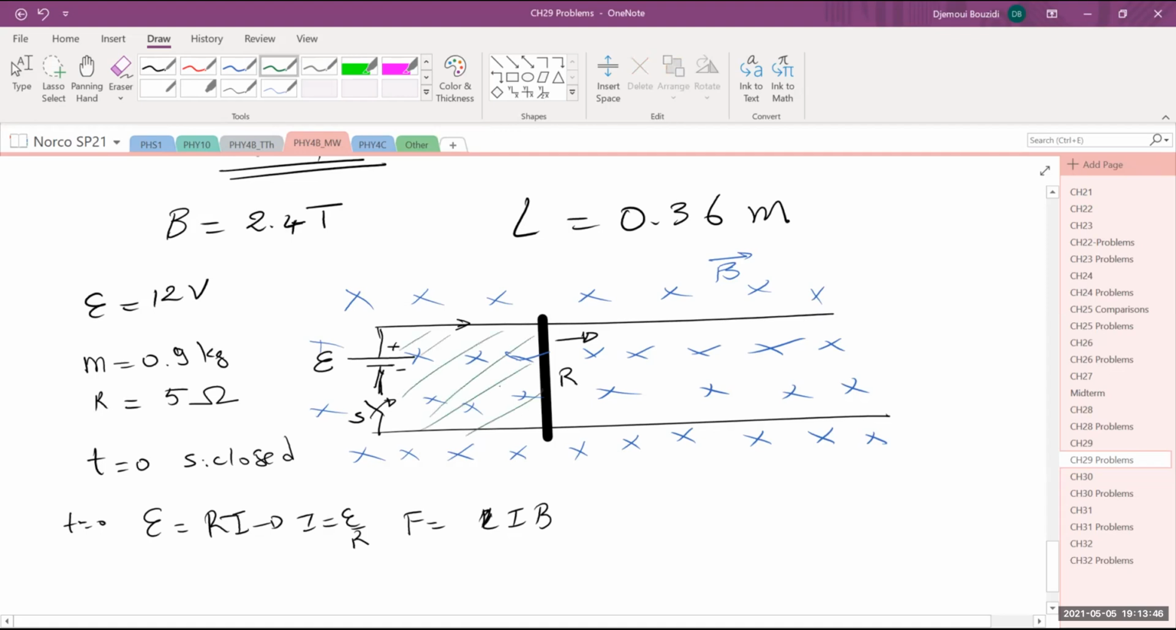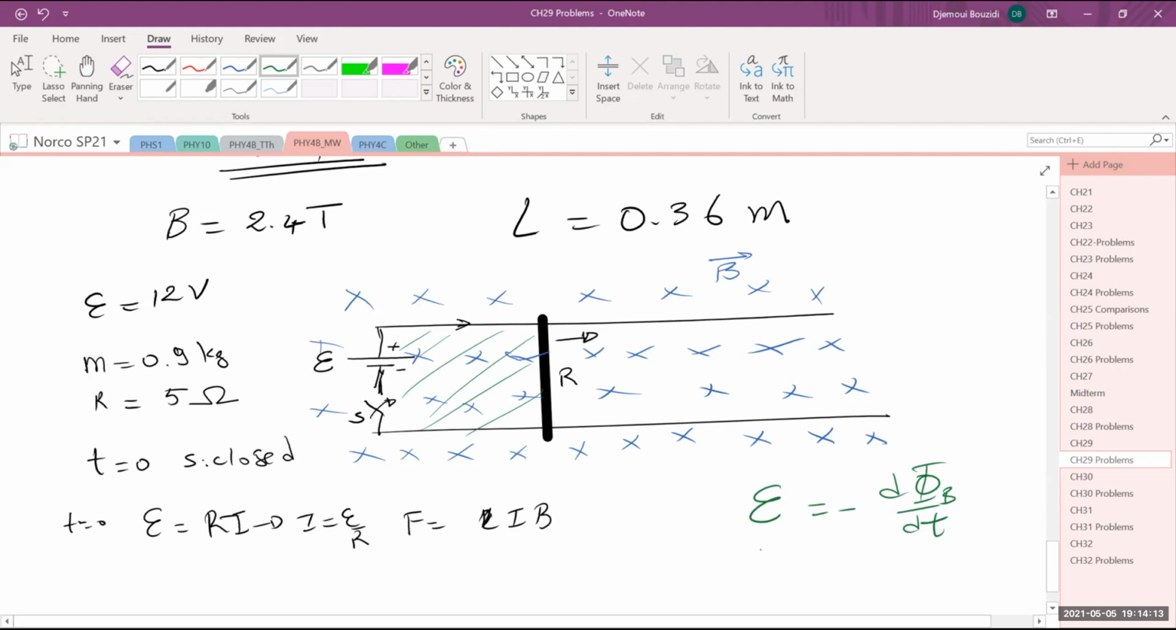times the magnetic field B. But because this area now is increasing as this starts to move, the flux will increase. As the flux increases, by virtue of Faraday's law, another EMF will be established, and that EMF will be given by minus the rate at which the flux is changing with respect to time.